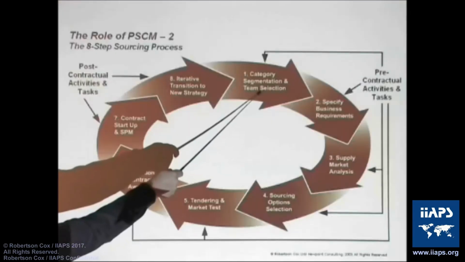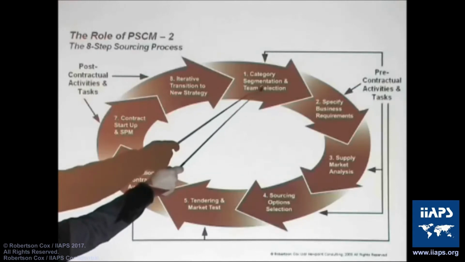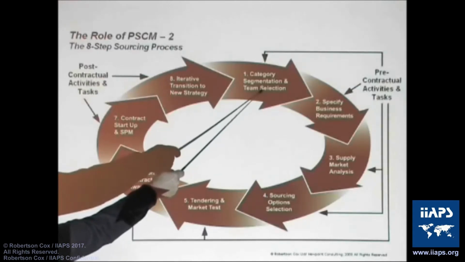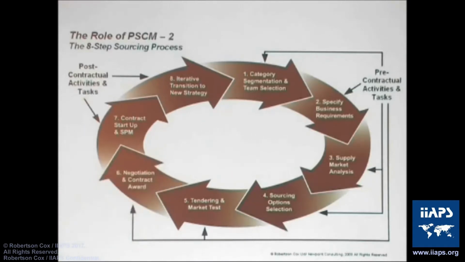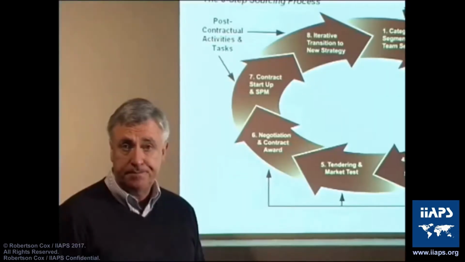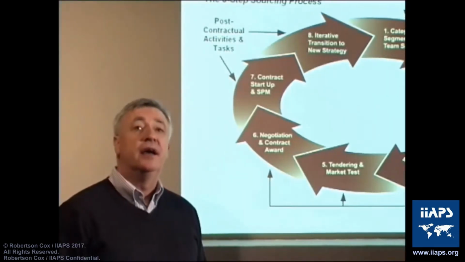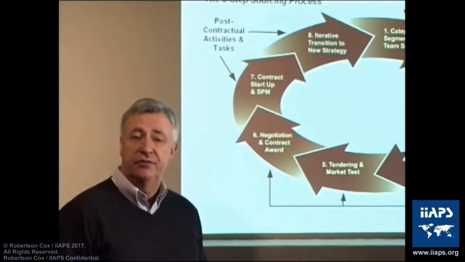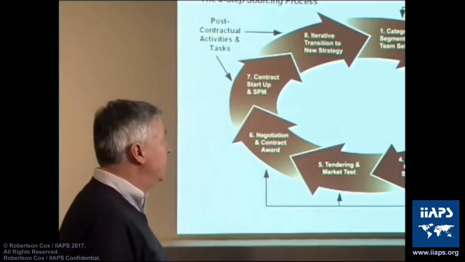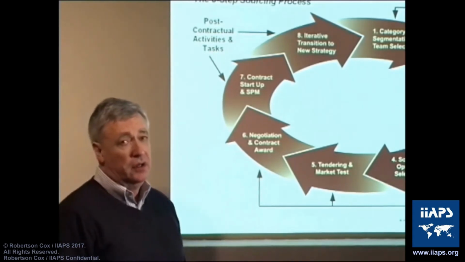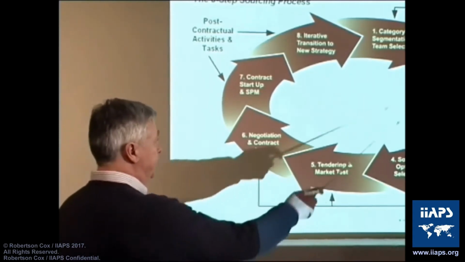So in step 1, category segmentation and team selection, all organisations have to create methodologies that allow them to understand how to segment effectively, how to aggregate, disaggregate, so that they maximise the effectiveness and efficiency through which they make sourcing decisions. Having made those decisions, we now move to step 2.